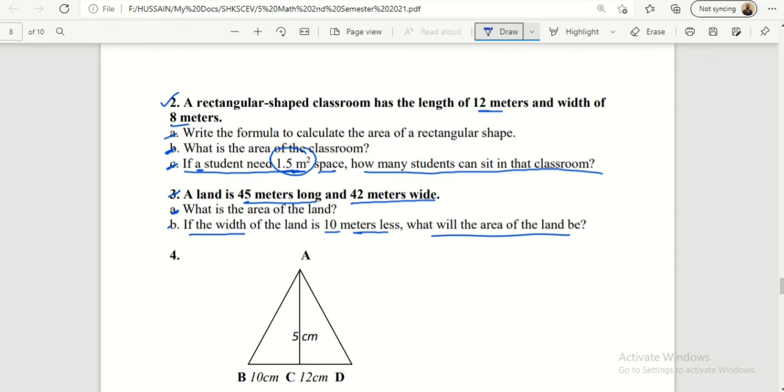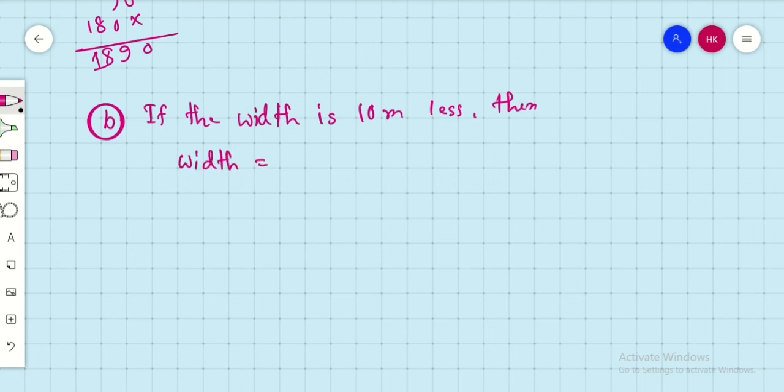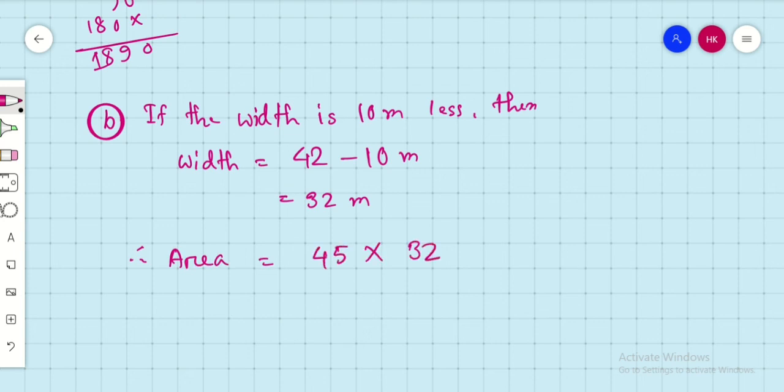That means the width which is 42 is reduced by 10 meters, so we can write: if the width is 10 meters less, then width is equal to 42 minus 10 meters, equal to 32 meters. Therefore area will be 45 length and 32 width, so this many square meters. It can also be written as square meter.